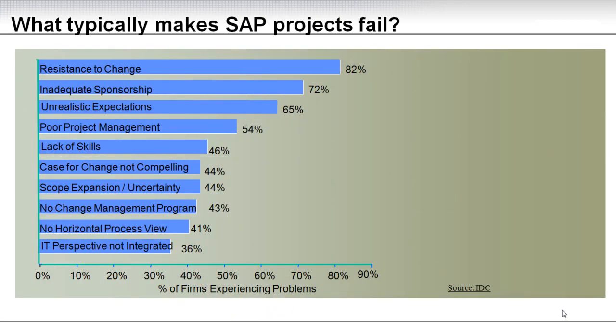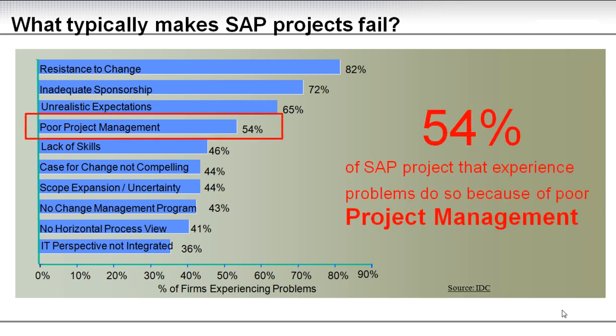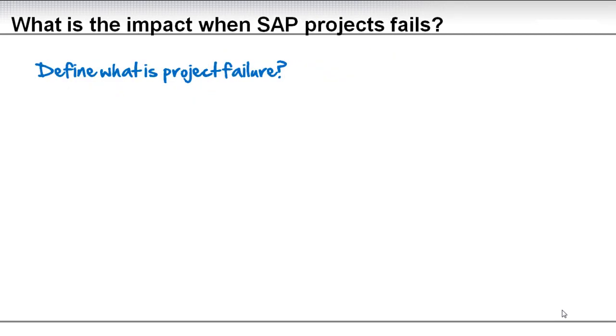So we tried to compile what typically makes SAP projects fail, and the source here is IDC. In this survey, it's very remarkable that high up on the list is that 54% of projects fail because of poor project management. So please keep that in mind, as we will address this a little later.